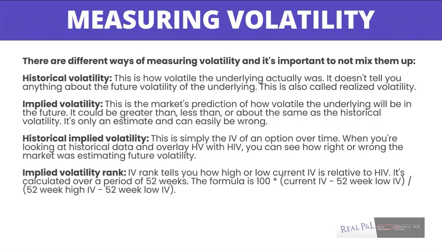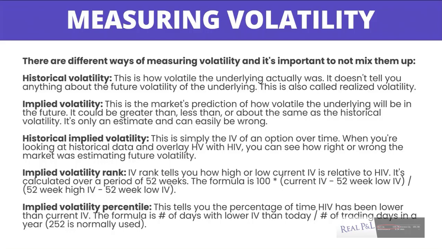Implied volatility rank. This tells you how high or low current IV is relative to historical implied volatility. It's calculated over a period of 52 weeks, and the formula is here in the slide. Implied volatility percentile. Now this tells you the percentage of the time the historical implied volatility has been lower than the current implied volatility. And the formula is here in the slide.